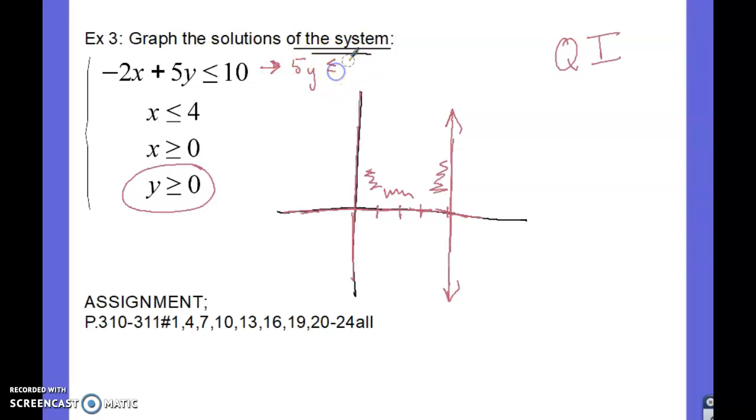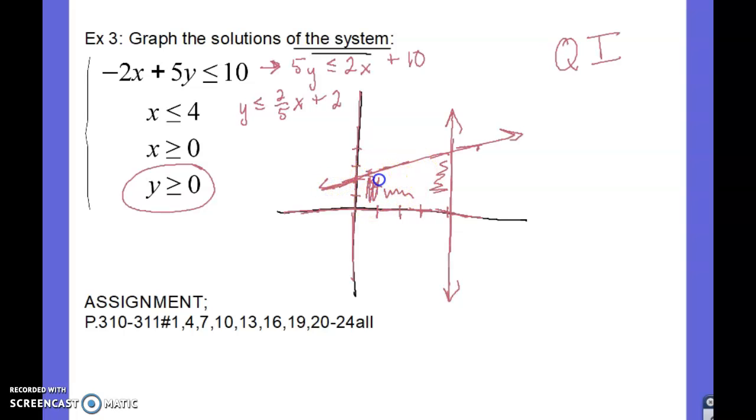5y is less than or equal to, add 2x to the right side, plus 10, and then divide everything by 5. Kind of running out of room, so I'm just going to go right here. It is 2/5 x, and 10 divided by 5 is 2. So start up 2. And then my slope is up 2, right 5. Right 5 will be over here somewhere. It's a solid line. And we are shading below that line.